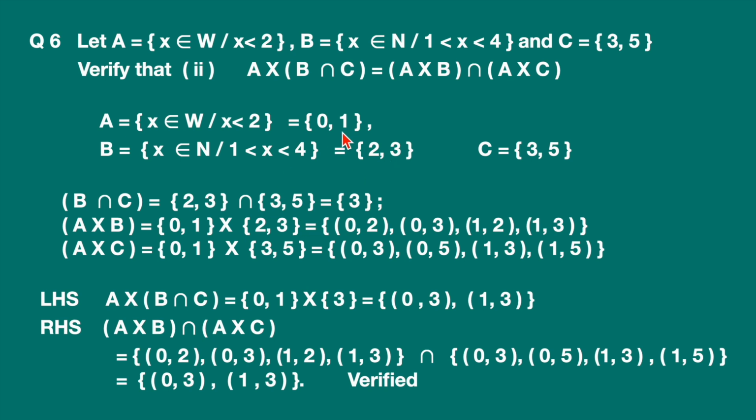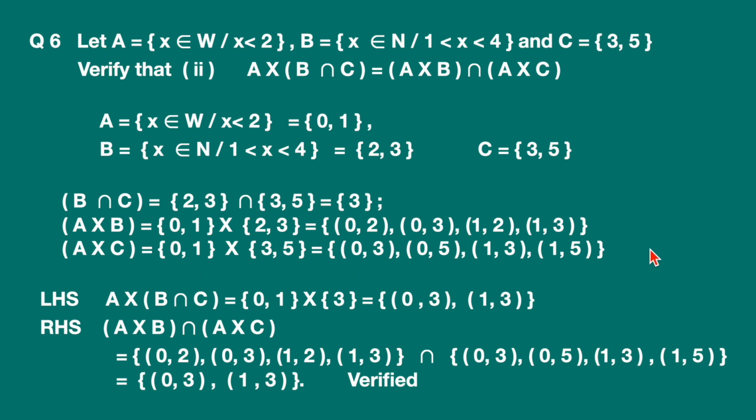So now let's find out A cross B of RHS. Write it down. A is {0, 1} and B is {2, 3}. Now do the cross product. The first ordered pair will be (0, 2), (0, 3), then (1, 2), (1, 3). Write it down. A cross C is (0, 3), (0, 5), (1, 3), (1, 5).